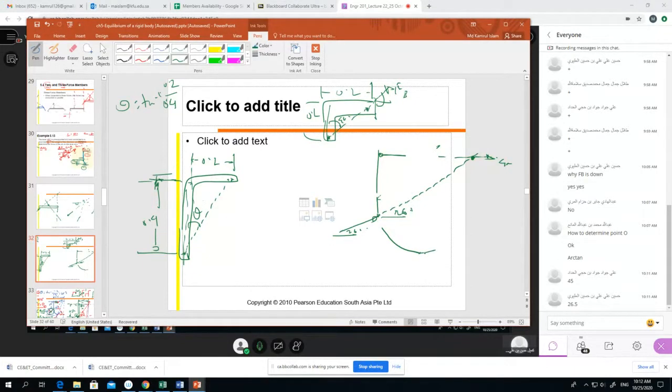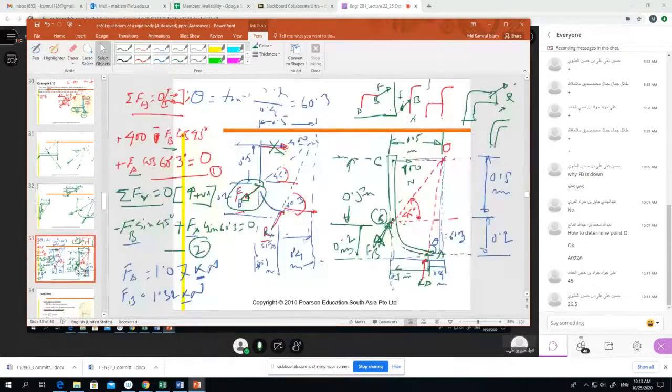Then the RA angle. What will the RA angle be? We don't know the RA angle. So for RA, what will we do? We will draw a straight line, connect like this, and then we will determine theta. Now, is it clear how to find O? If you are clear, then I am going to move to the next section.